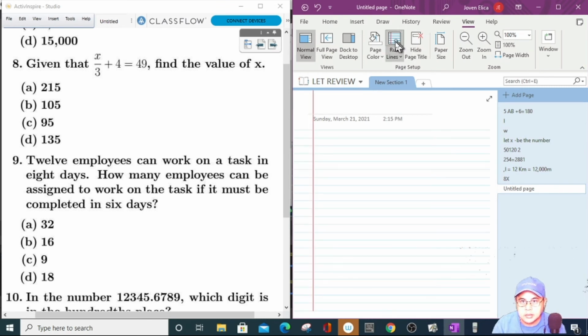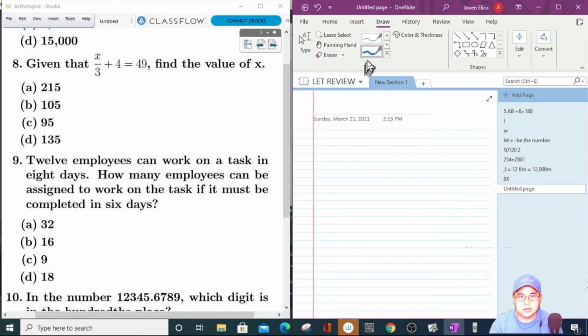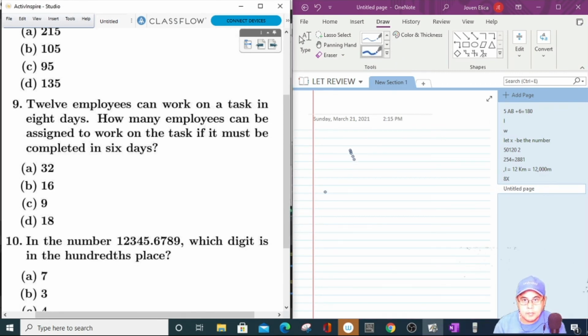Number 9. 12 employees can work on a task in 8 days. How many employees can be assigned to work on the task if it must be completed in 6 days? This is a work problem, but you can also use ratio and proportion.